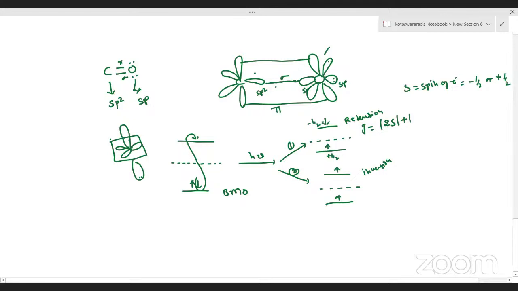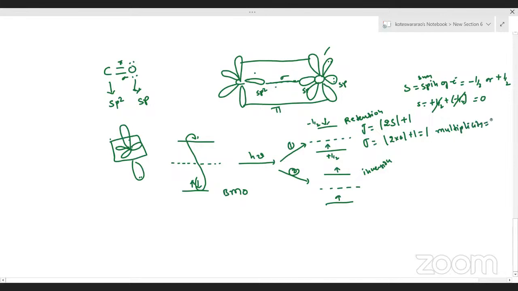The total spin S is equal to the sum of the spin of the electrons, the spin values for this particular electronic configuration, plus half and minus half. Then what is that? Both will be cancelled. Spin is 0. Now J is equal to 2 into 0 plus 1. Then what is the value? 1. Therefore, the multiplicity is 1.